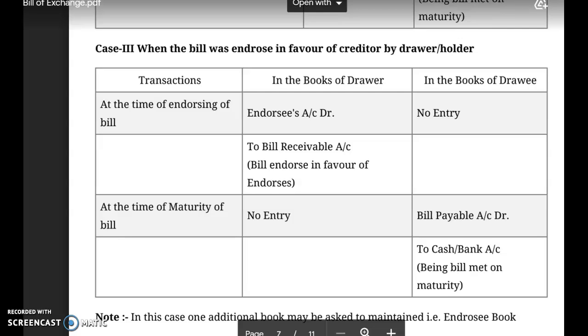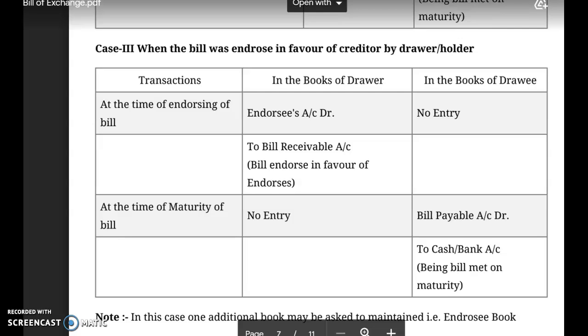There will not be any entry in the books of the drawer, as I told you earlier, that the drawer is in no way concerned with the uses of the bill made by the endorsee. His duty is only that at the time of maturity of the bill, he will make the payment and the same entry will be recorded. You will see here bills payable account debit to cash or bank account, and there will not be any entry in the books of the drawer. Why? Because this entry will be recorded in the books of the endorsee.